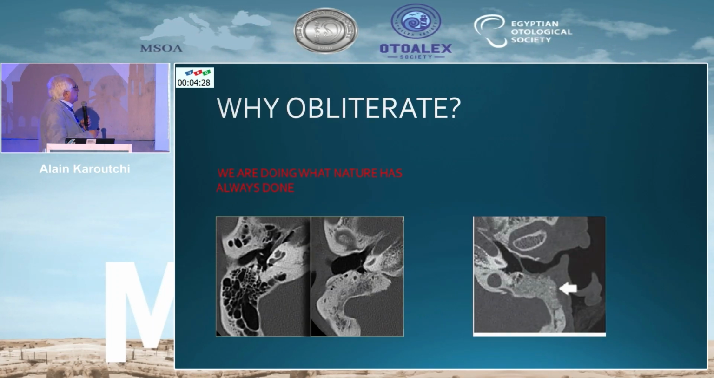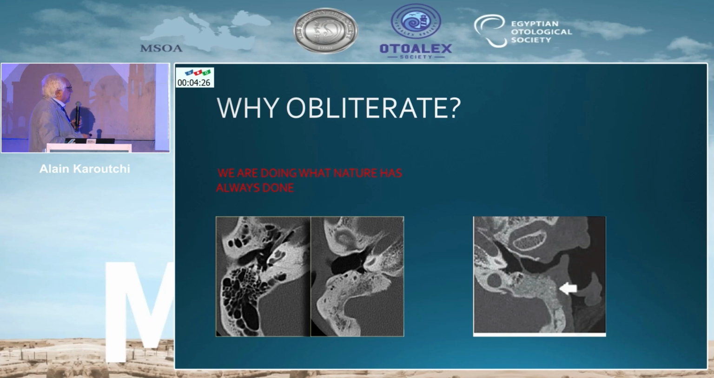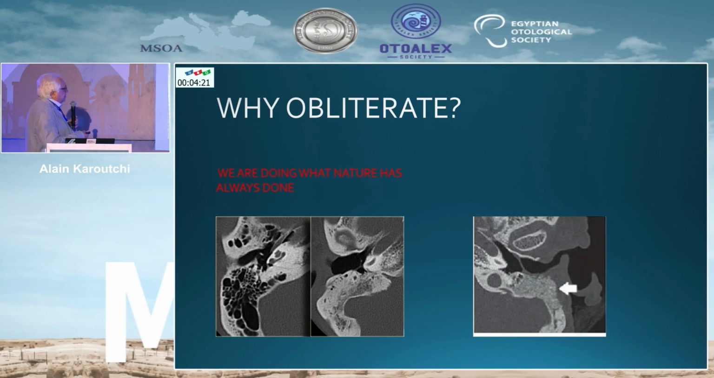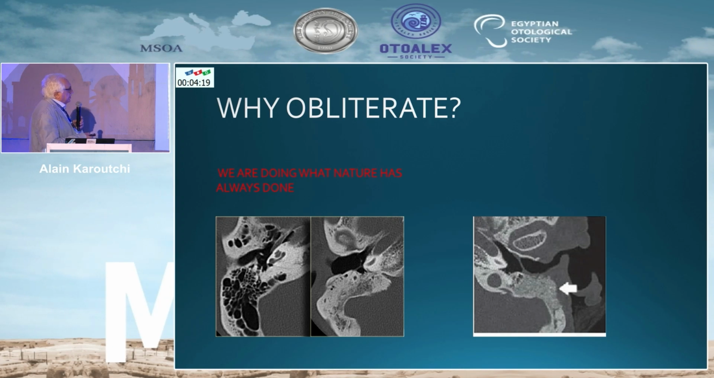Why do you obliterate? Because you do exactly what nature does. You have a normal mastoid, you have a sclerotic mastoid, and you have a mastoid filled with bone.